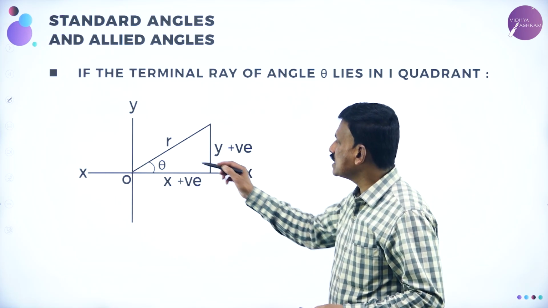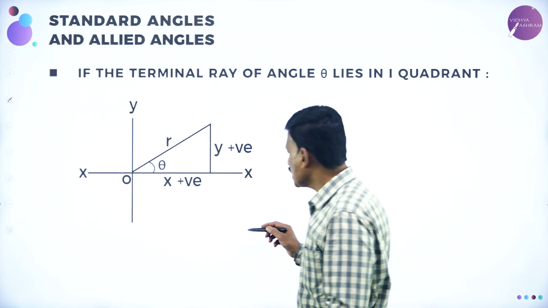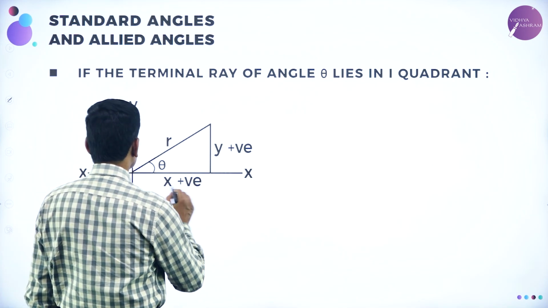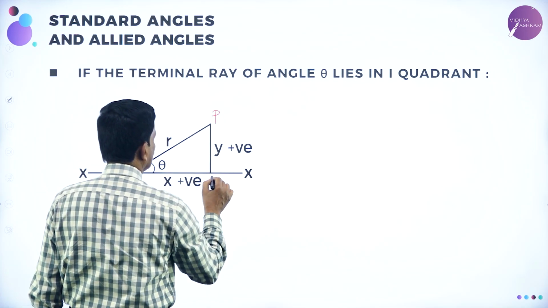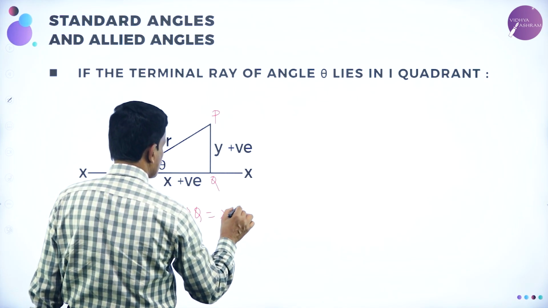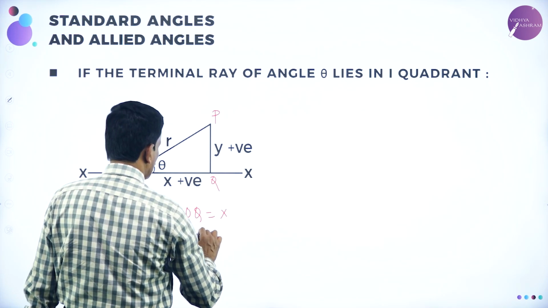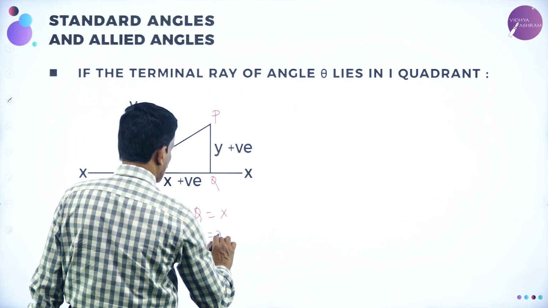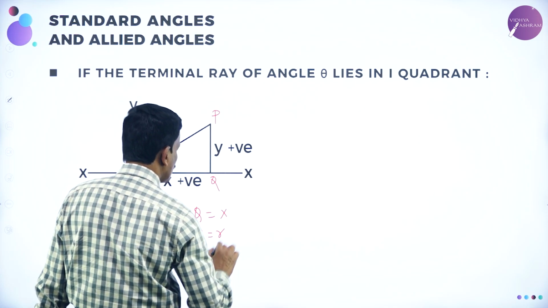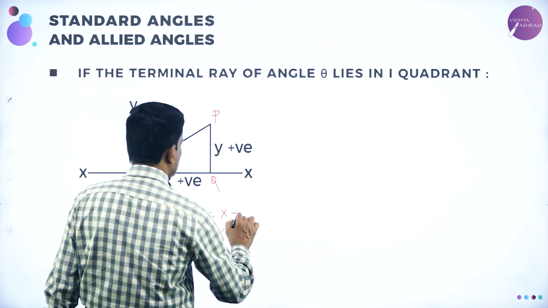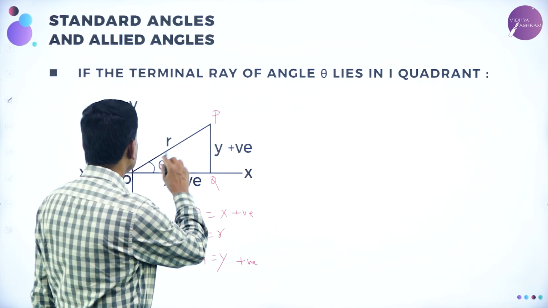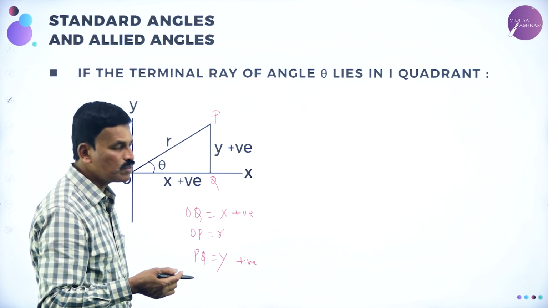Now, let us consider this triangle. Here, this is the x-axis, y-axis and angle theta. Let us call the points P and Q. So here OQ is equal to x, positive, and OP is equal to r, and PQ is equal to y, that is also positive. So here x is positive, y is also positive. As usual, you know in the first quadrant r is also positive, or r is always positive.